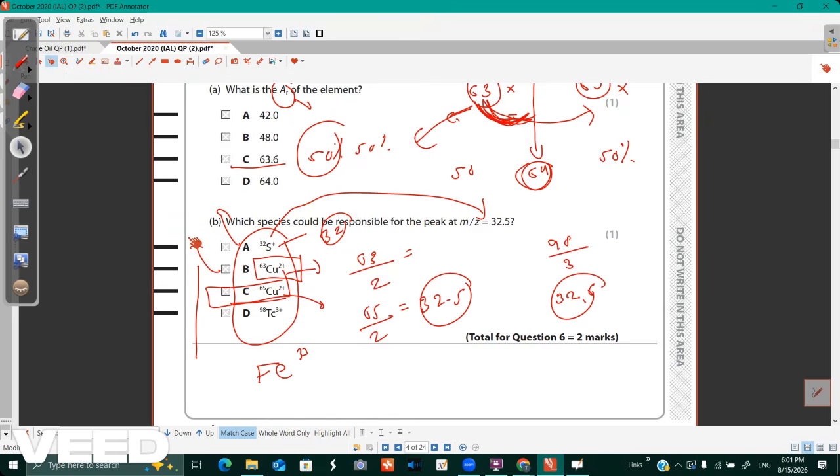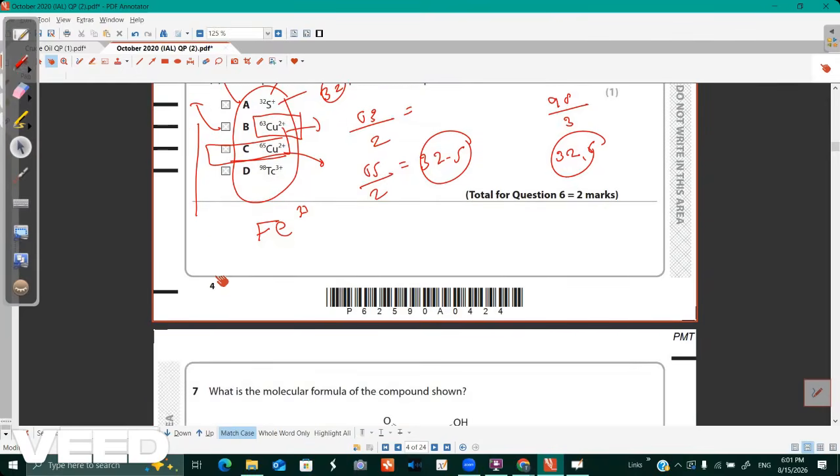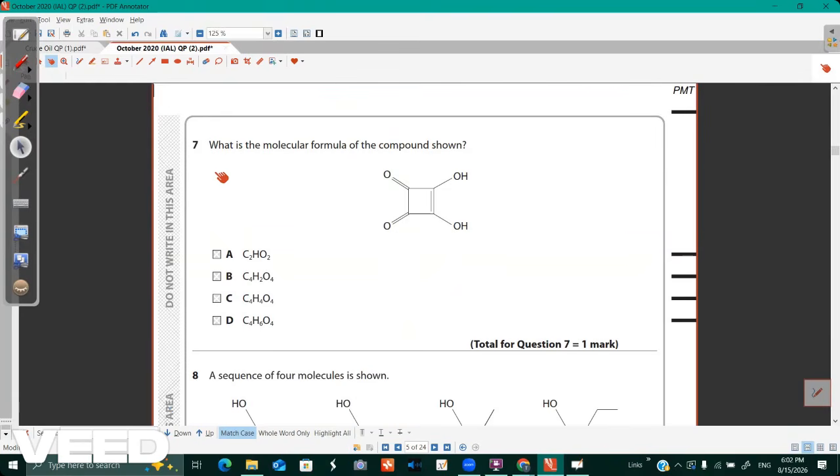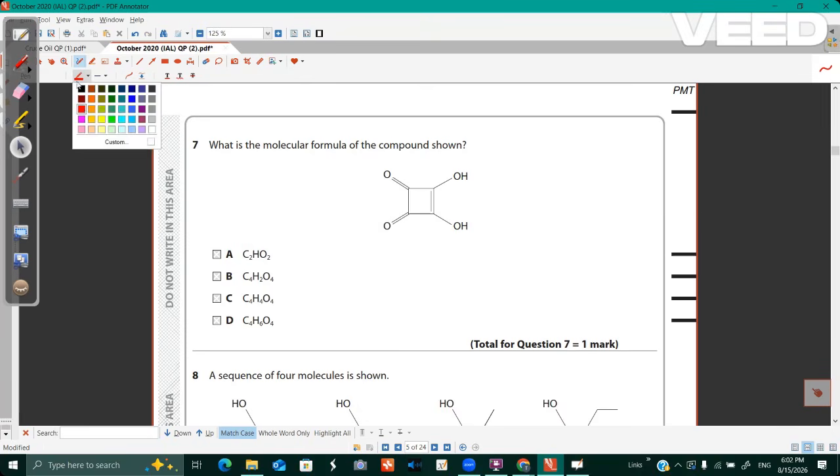So train your mind. Train your mind, right? Okay. What is the molecular formula of the compound shown? Molecular formula means the number of atoms of each element. Right? Let's start. There are some answers. Molecular formula, I told you here. How many carbons are there? 1, 2, 3, 4. It's a square.